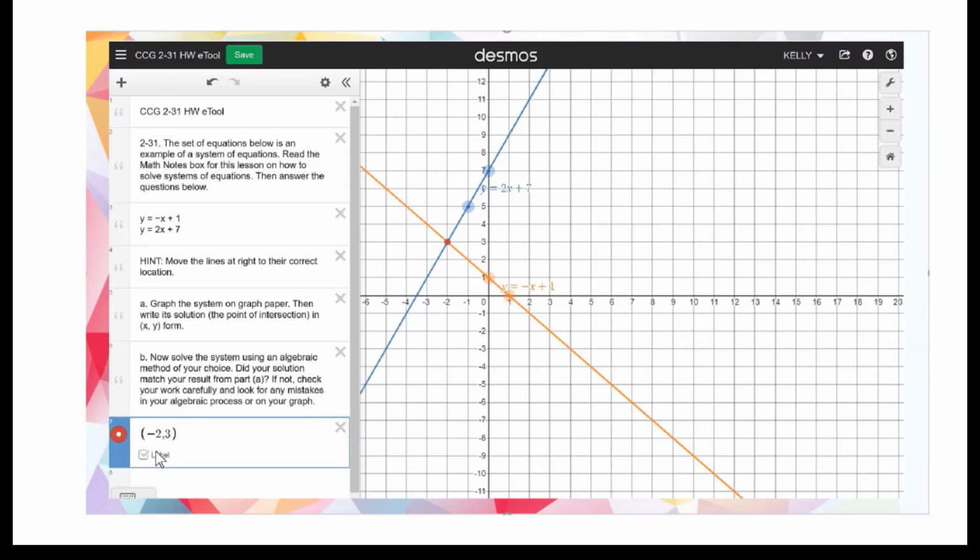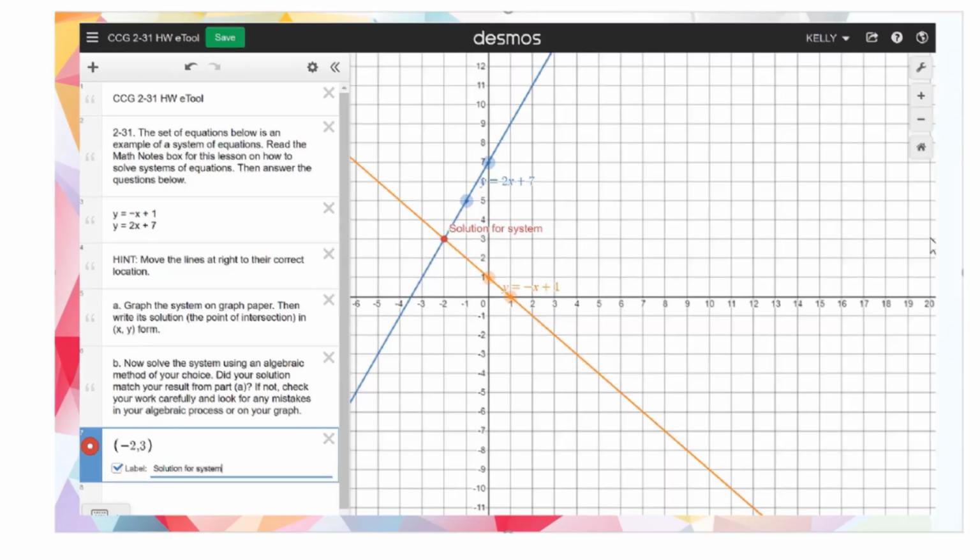I'm going to leave the point red because it shows a difference between the two. Then I'm going to label it as solution for system. Oops, give it an extra space. Okay, and that is also negative 2, 3. So we now know that that is our answer. Let's go back and prove it algebraically on the slide.